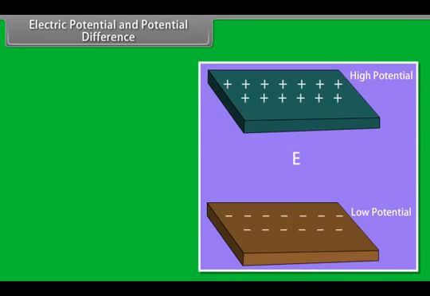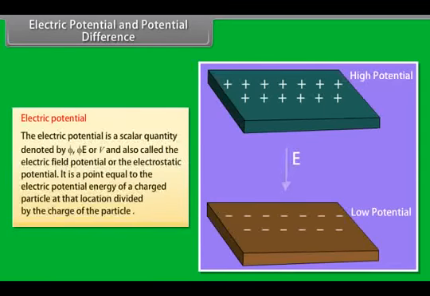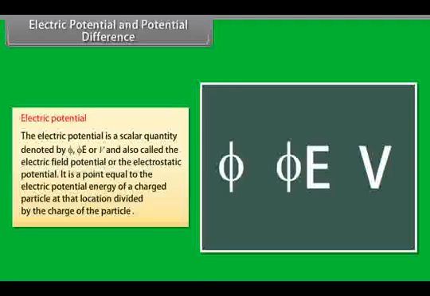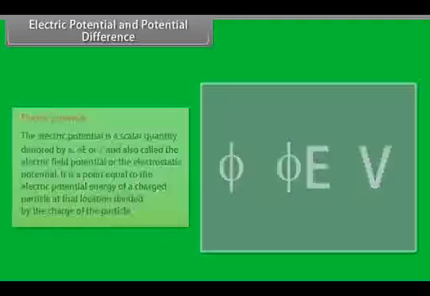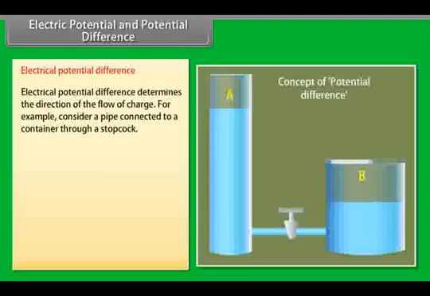The electric potential and potential difference. Let us look at the concepts of electric potential and potential difference. Electric potential. Electric potential is a scalar quantity denoted by E or V. It at a point is equal to the electric potential energy of a charged particle at the location divided by the charge of the particle. Electrical potential difference. Electrical potential difference determines the direction of the flow of charge.